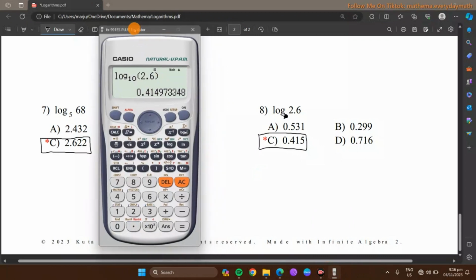Now, try ko lang pakita. Again, automatic. Pag walang nakalagay na base sa baba, that is to be understood as base 10. So, try natin. Use this one. Again, sabi natin kanina, this is base 10. So, click on this, log of 2.6. That will give you the same answer, 0.415.